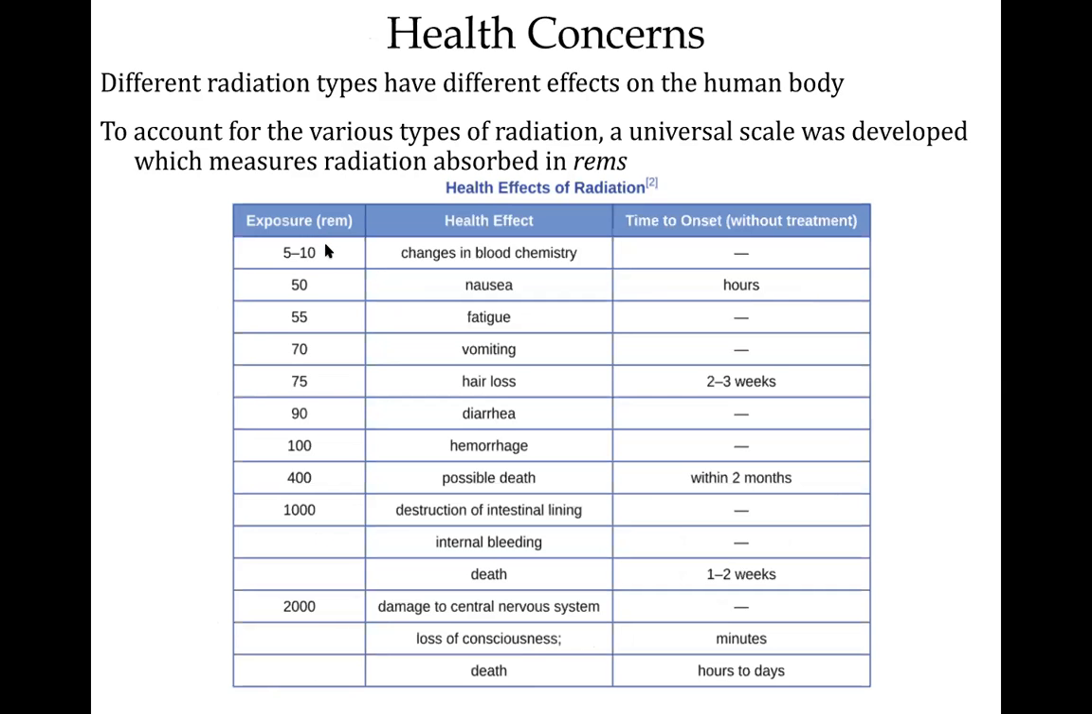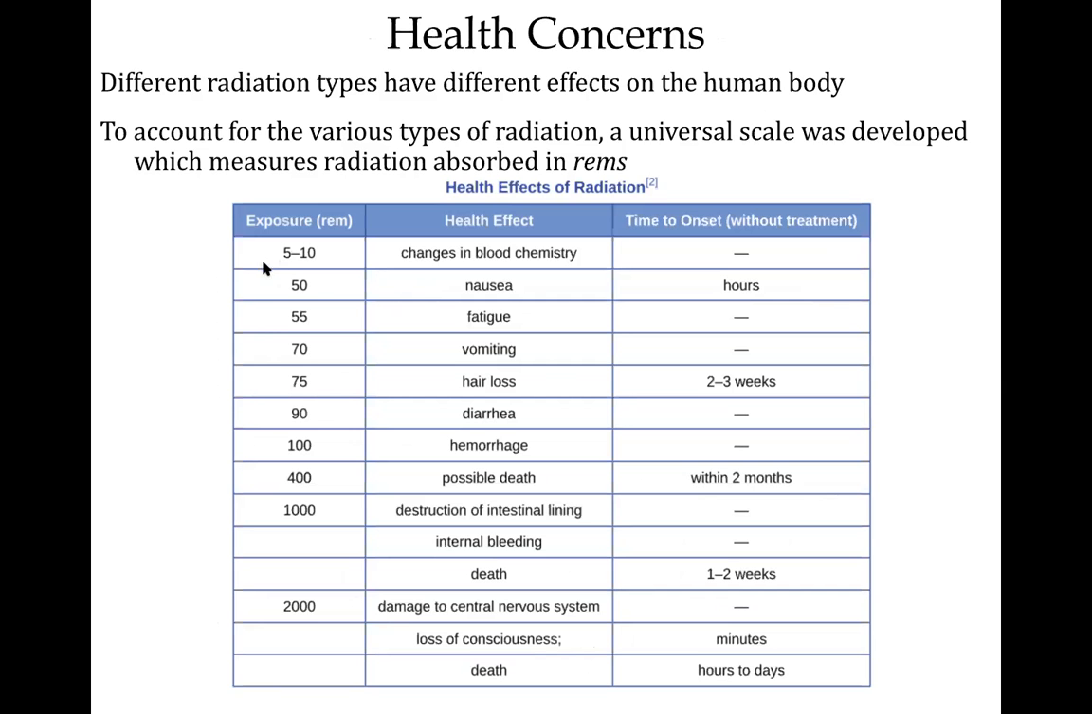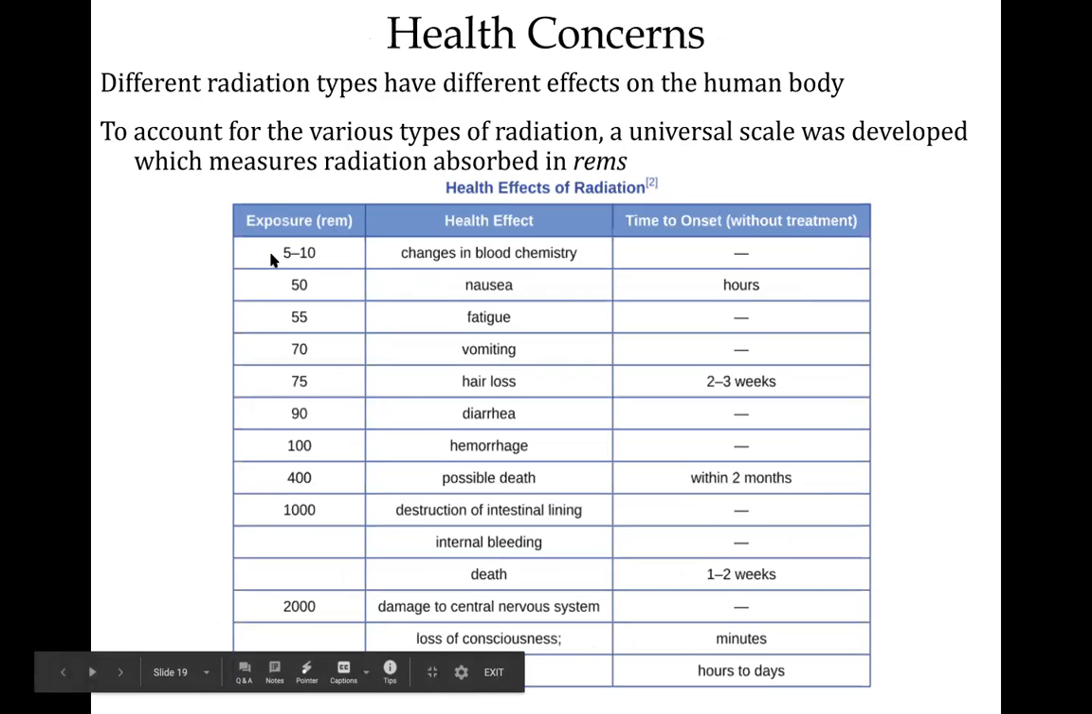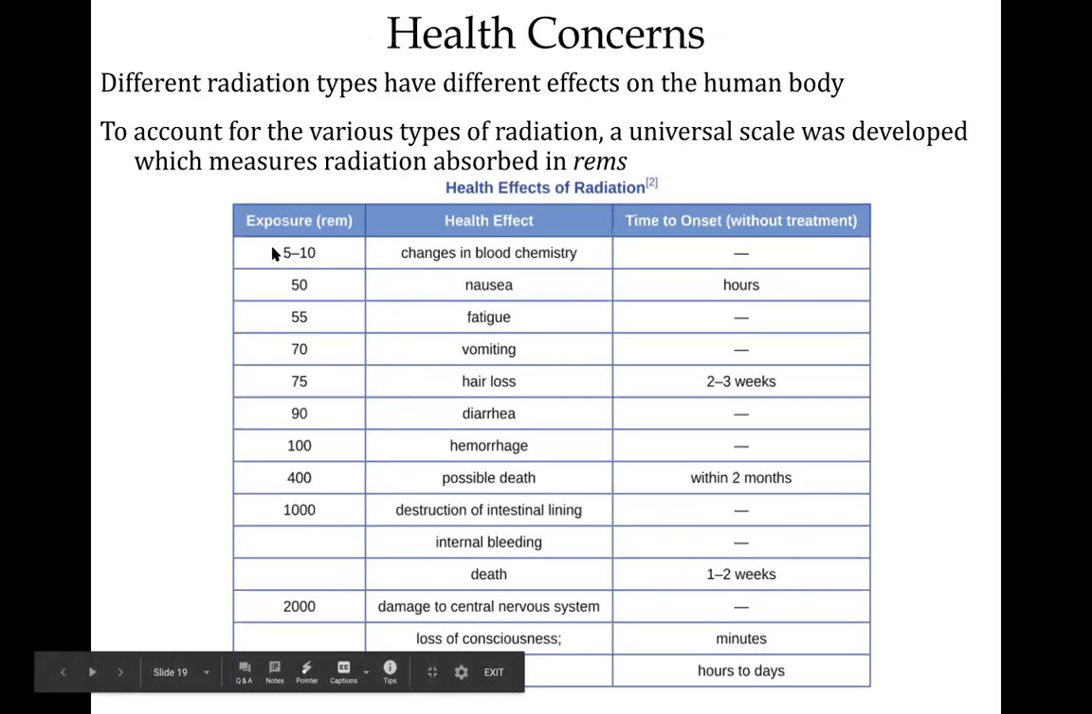So a nuclear worker's annual dose is supposed to be at the very minimum threshold of the range that it can go to. Okay, so put that into perspective. If you work at a power plant, you shouldn't be having any of these effects here, right? This is the maximum.